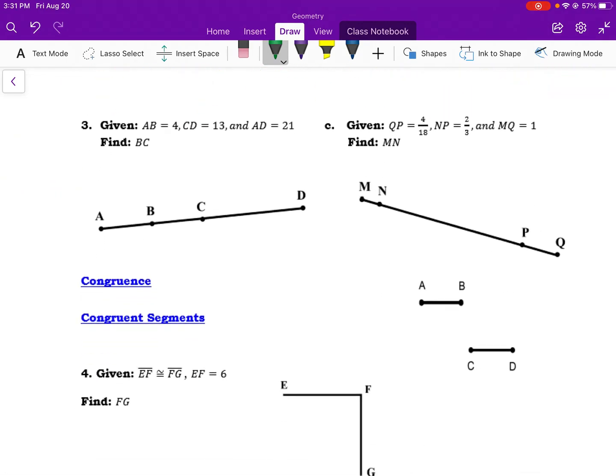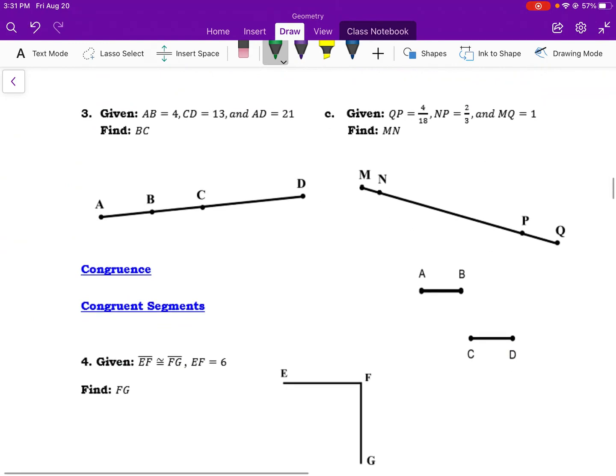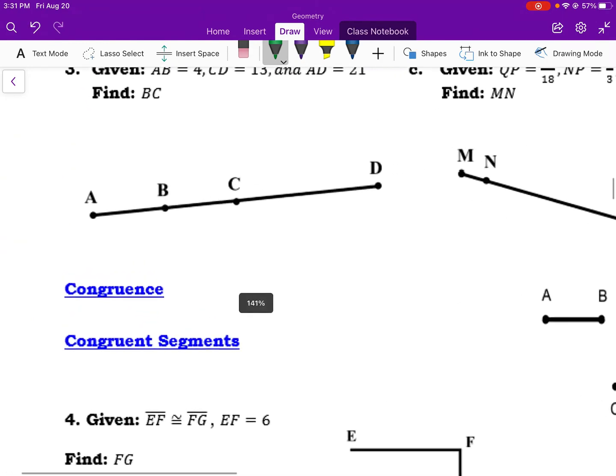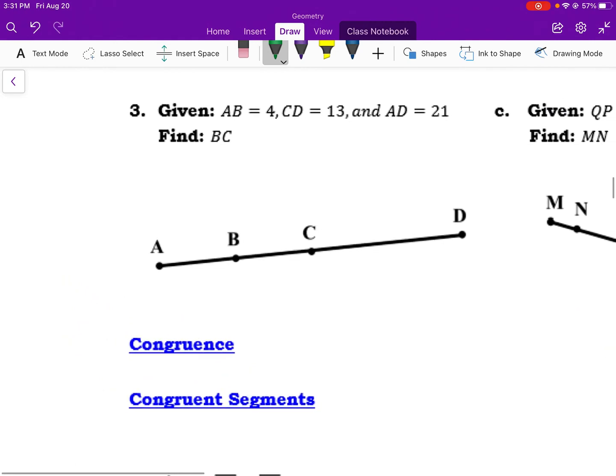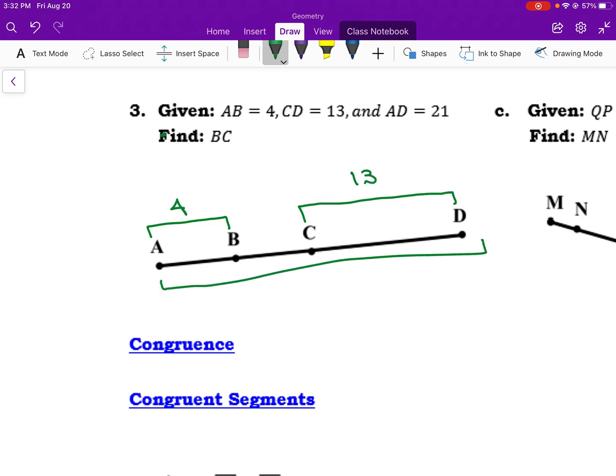Okay, now let's change up the notation a little bit. Now this is in proof notation. They're providing us with what's called a given. This is the background information, and we have our prompt then, which is to find BC. They are telling us that segment AB is 4, segment CD is 13, and then the full segment AD is 21. We want to find BC. So this is a more advanced version of the line segment postulate.